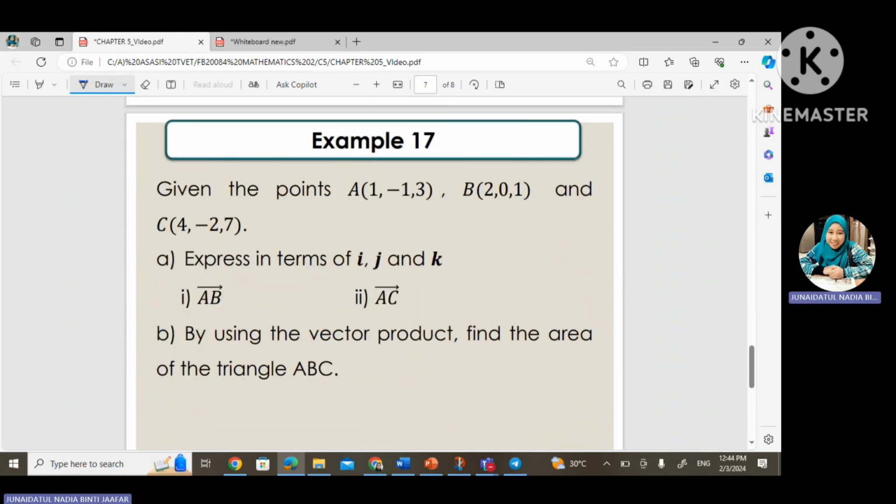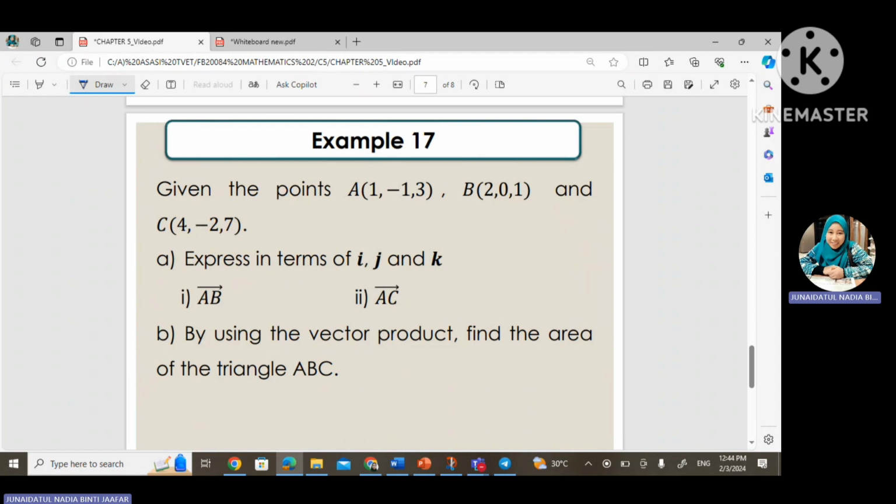So given the points A (1, negative 1, 3), B (2, 0, 1) and point C (4, negative 2, 7). So question A: express in terms of I, J and K the resultant vector of AB and the resultant vector of AC.